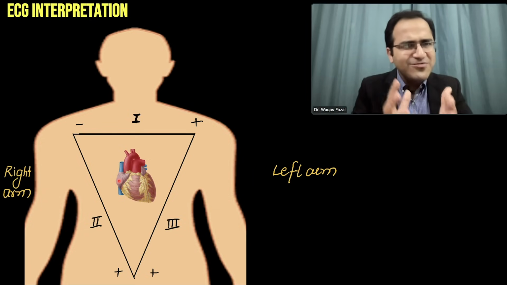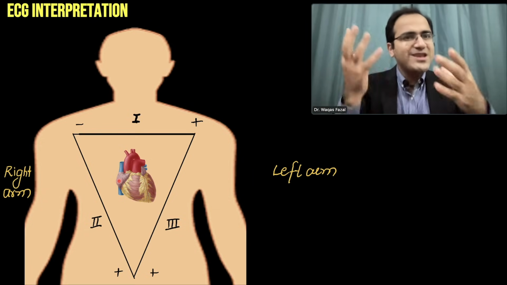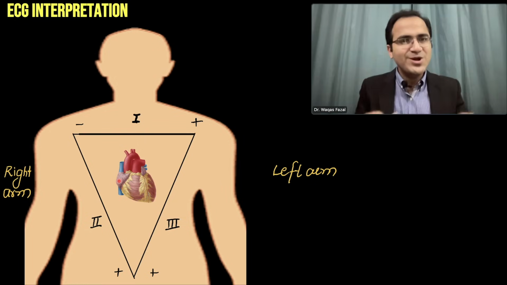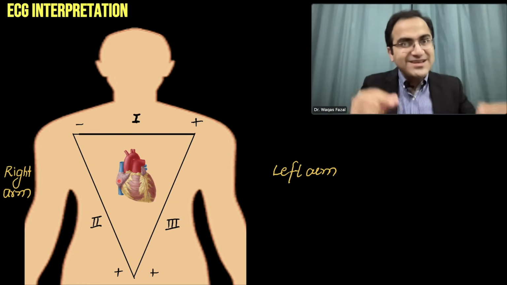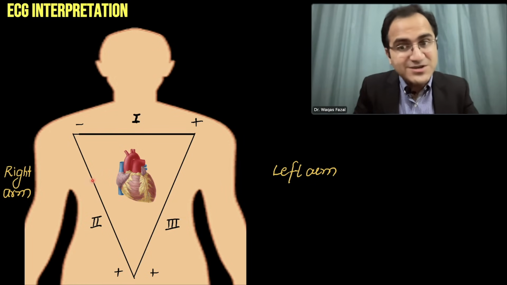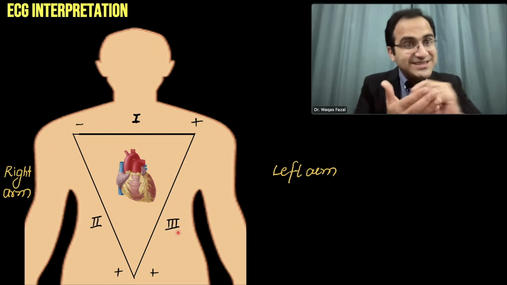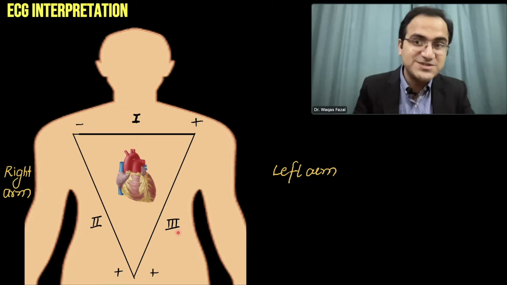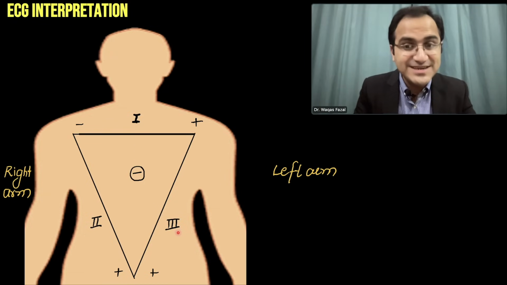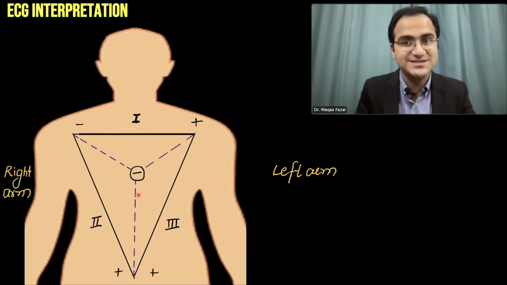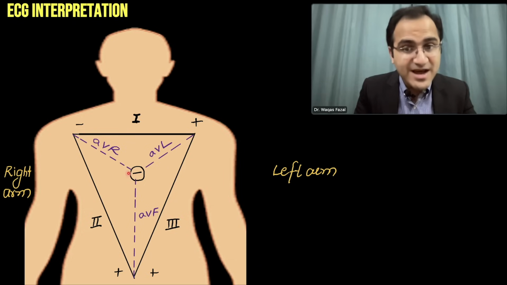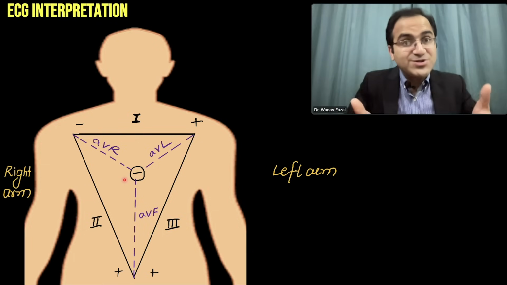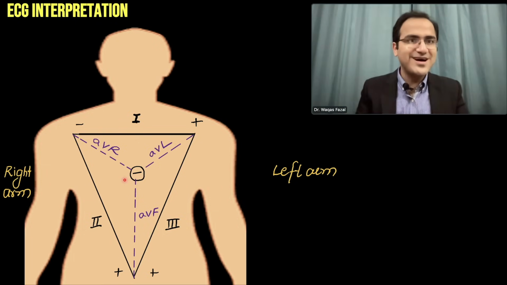And for AVR, AVL, AVF, you do not need to put any more electrodes on the patient. These 3 leads are basically derived from lead 1, 2, 3. From the vectors of lead 1, 2, 3, these 3 leads are derived. These mathematicians and physicists performed calculations and they derived 3 more leads. These are leads AVR, AVL, AVF, and they actually gave us 3 more angles to look at the heart.